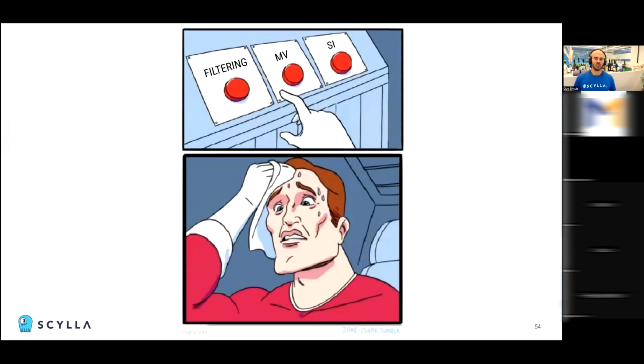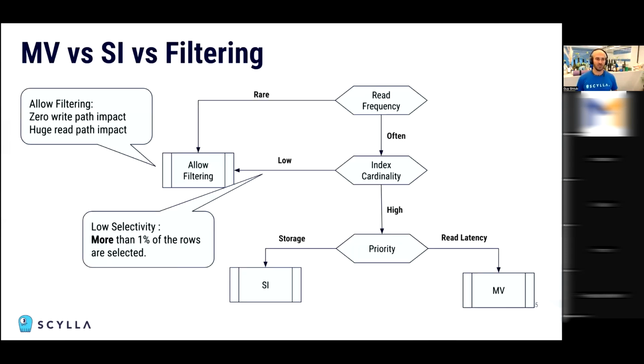Okay, so to summarize, we saw 3 different options for denormalizing data. One was materialized view. That was the first one. The second one was secondary indexes, which had a specific flavor, which was local secondary indexes. And the third option was allow filtering, which is actually a full table scan. When should we use each option? So conveniently, we created this flow diagram that gives us a hint of when to use each.